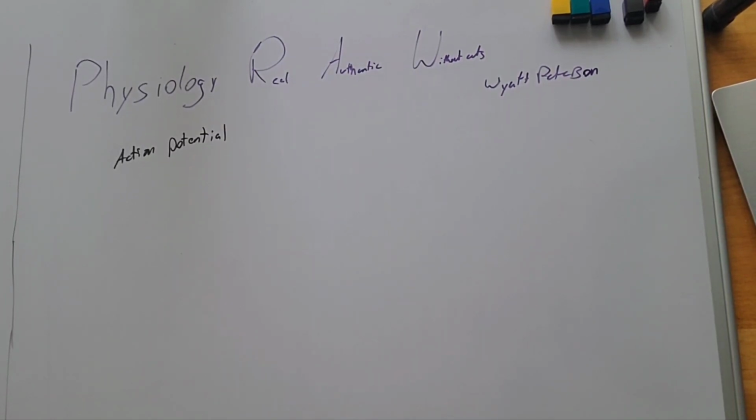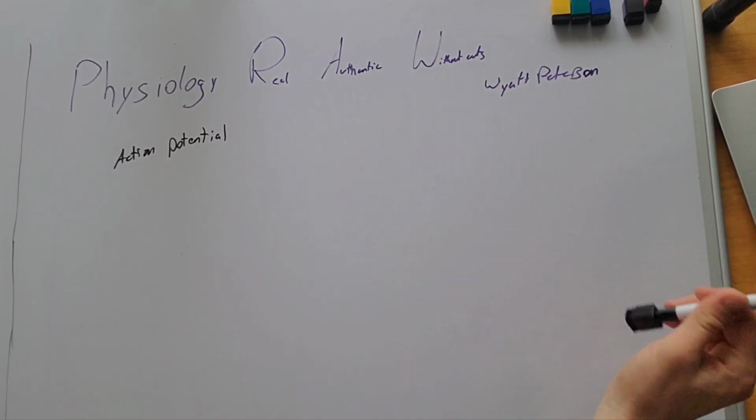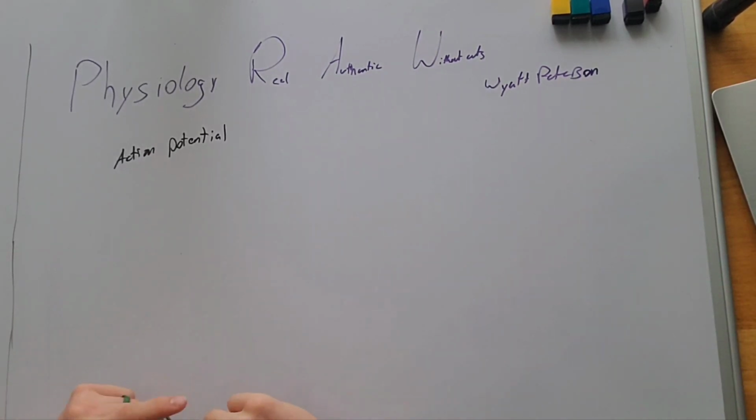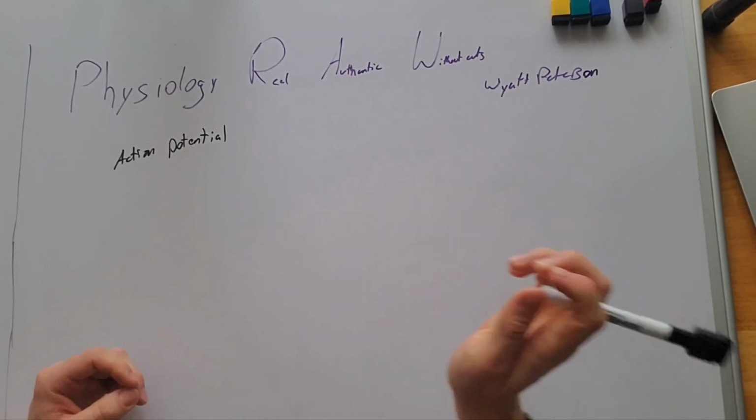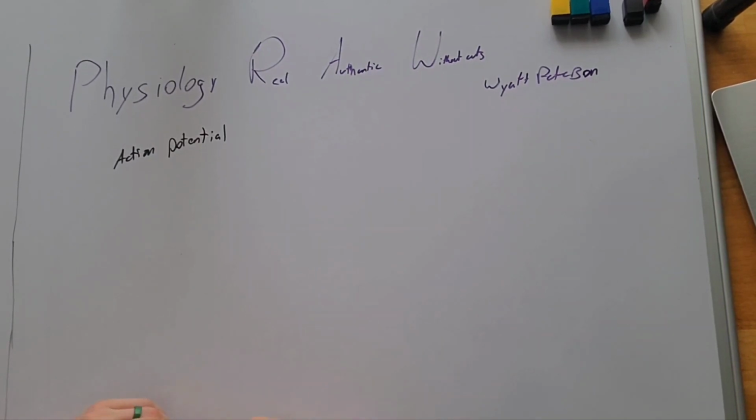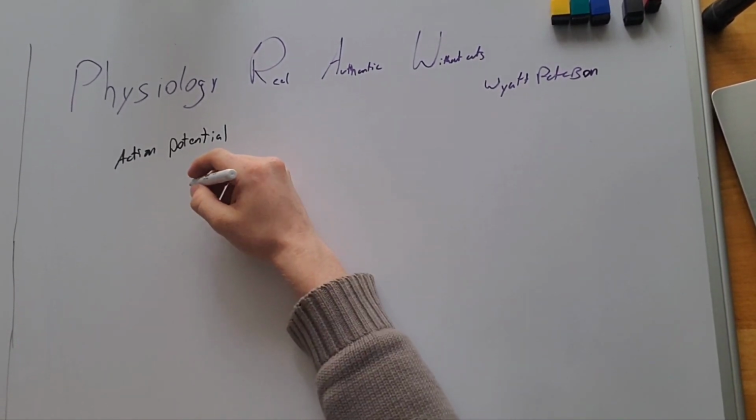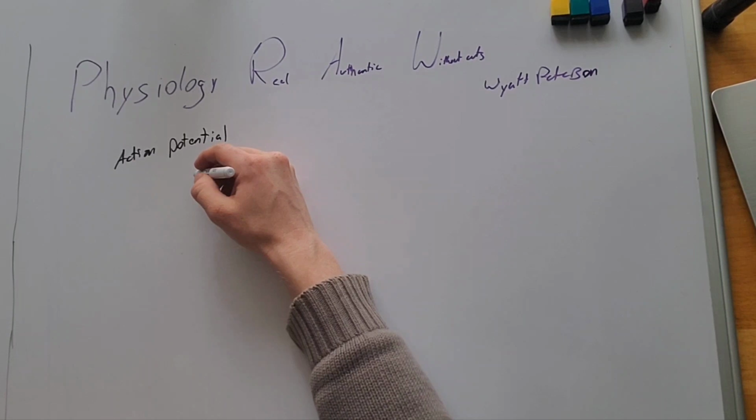Welcome to the third installment of Physiology Raw, Real, Authentic, Without Cuts with Wyatt Peterson. We're talking about action potentials. Essay question number 3 for the first exam. I've got the question set up so I can read it. Discuss the action potential, list its characteristics, describe the events that take place during the typical action potential, including a description of the various phases.